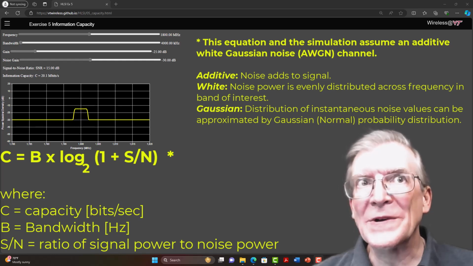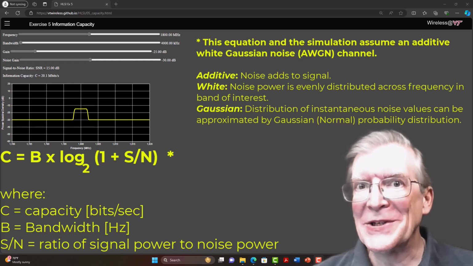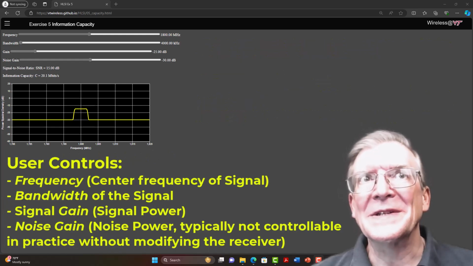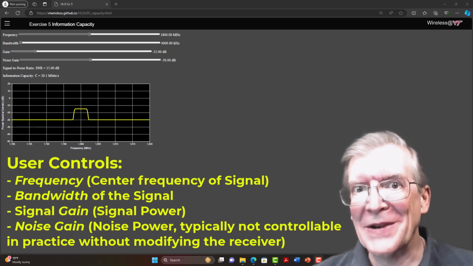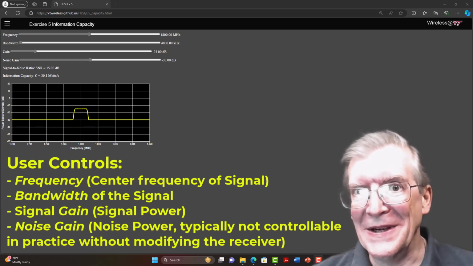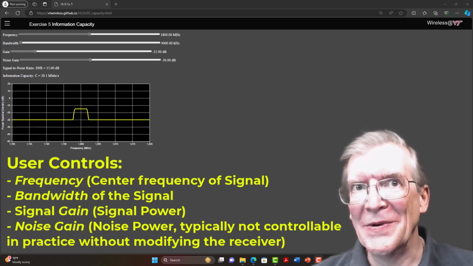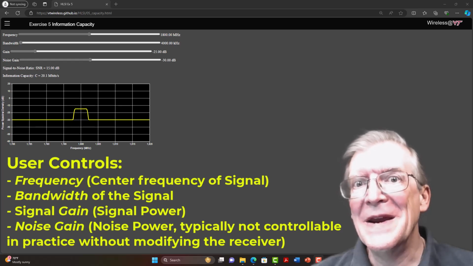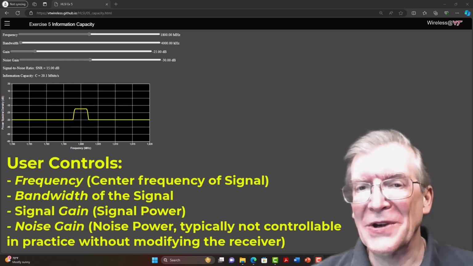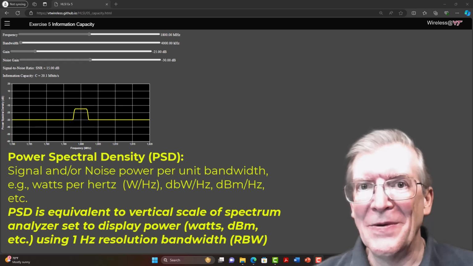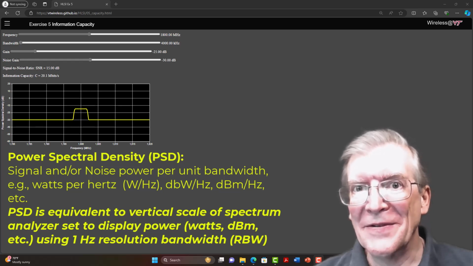As you can see, there are 4 sliders that let us control transmission parameters and then also the noise floor or the noise level, something we generally don't have direct control over in a communication system, but it's useful for conceptual understanding. So you can see we control the frequency, the bandwidth, and the gain, which controls the amplitude or power of the signal. And we also can control the noise floor or the noise level, which you see as a horizontal line in the plot. That plot shows power spectral density in units such as dBm or dB milliwatts per hertz of bandwidth.